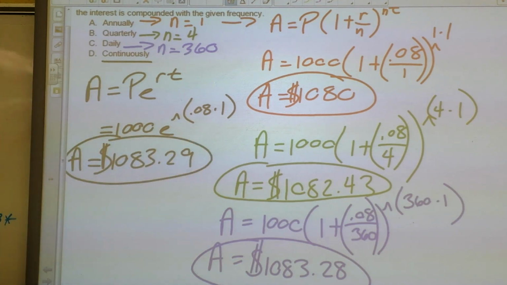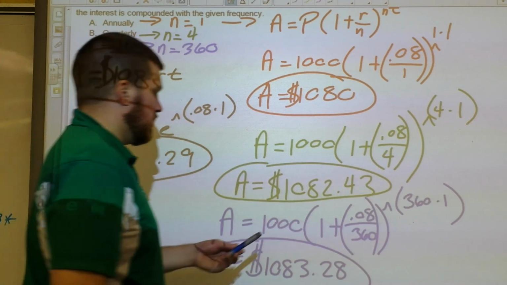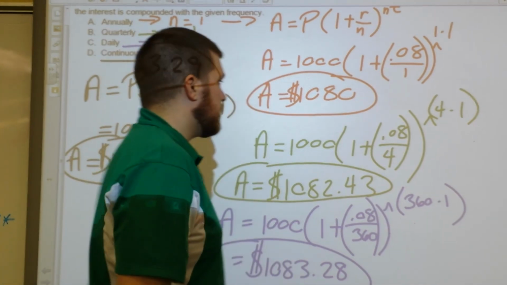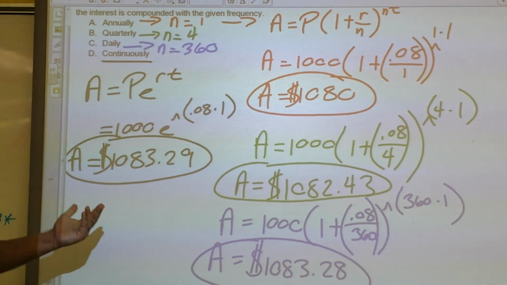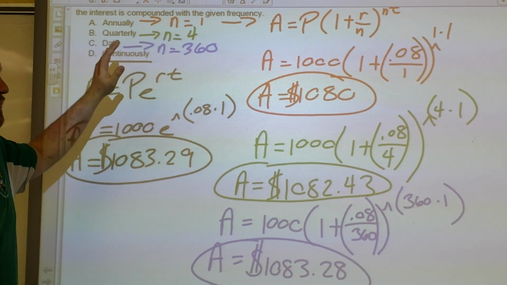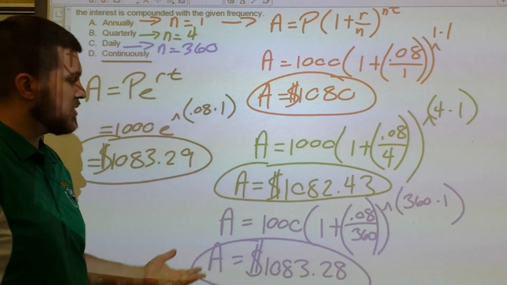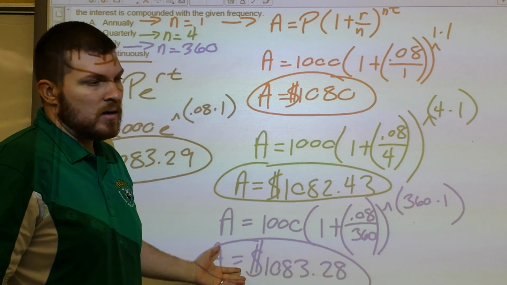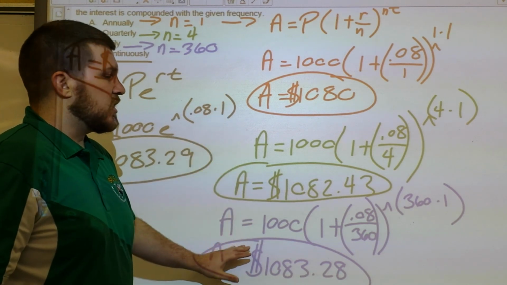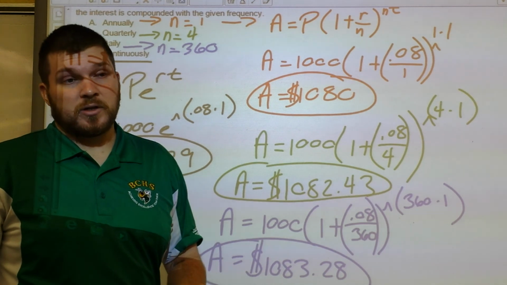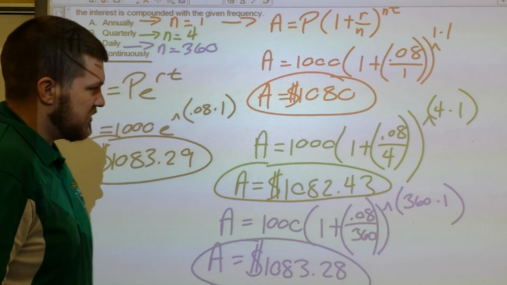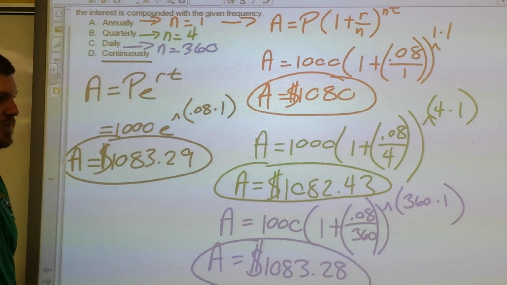So, again, continuously is a little bit better than getting compounded daily, but not that much better. Obviously, you want to try to find a bank that's giving you as many compounds as possible because essentially interest is free money. So you want as many compounds as possible. Unless, of course, you're paying interest on a loan or a credit card, then you want as few compounds as possible. So those are important things you need to keep in mind.